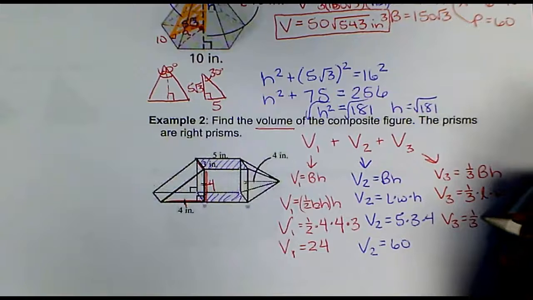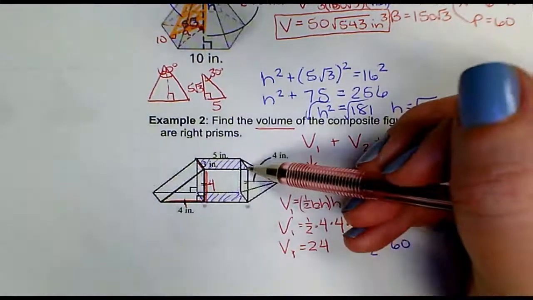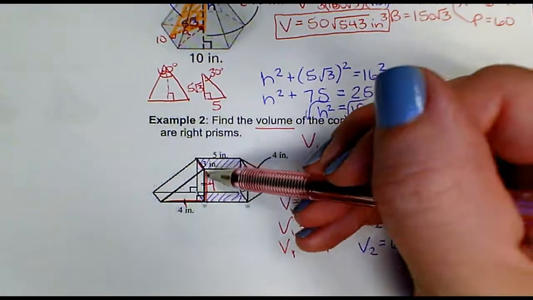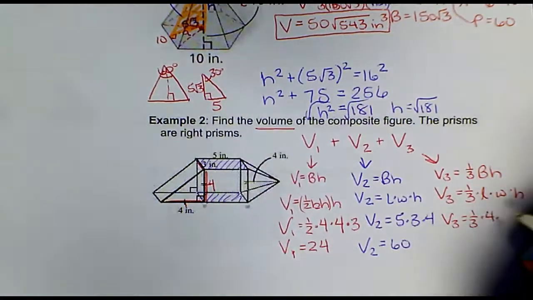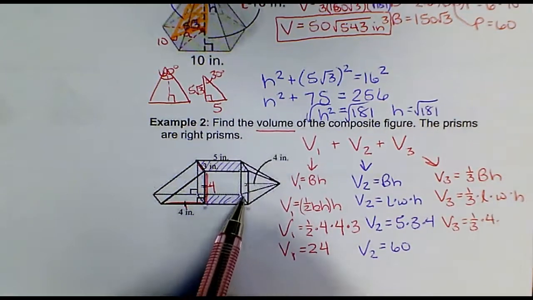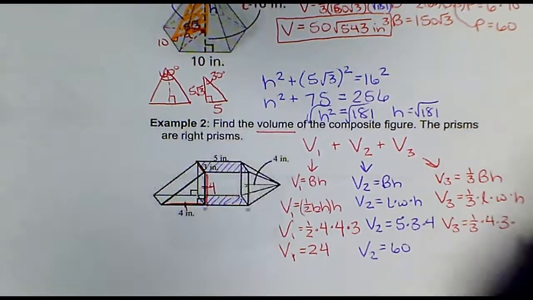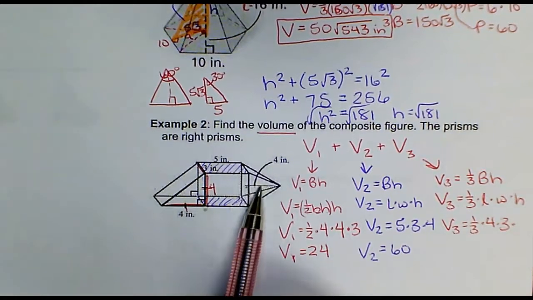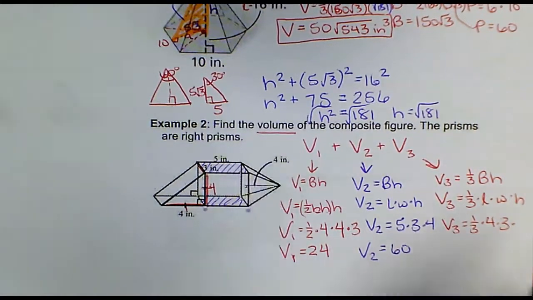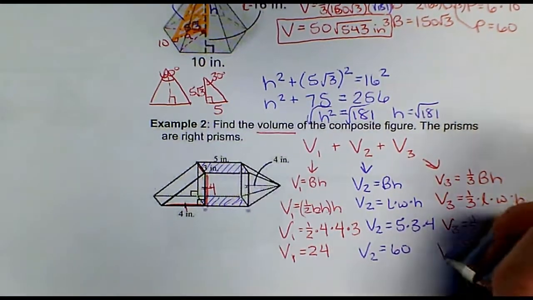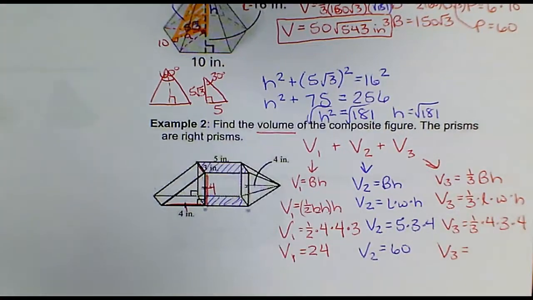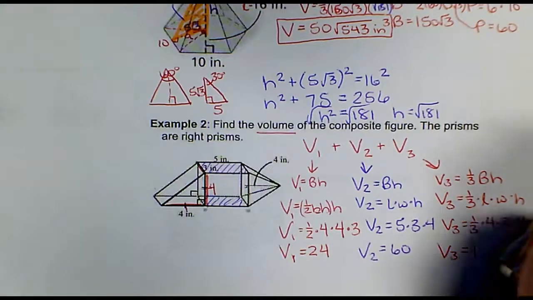So 1/3 times the length. The length of this would be right here, so 4. The width, this distance right here, that would be 3. And then the height of the prism from the base all the way to the vertex, that's 4 inches. So for the volume of that pyramid, you can't really take 1/3 of 4 and get a nice number, but 1/3 of 3 is 1. And then 1 times 4 is 4, times another 4 is 16.